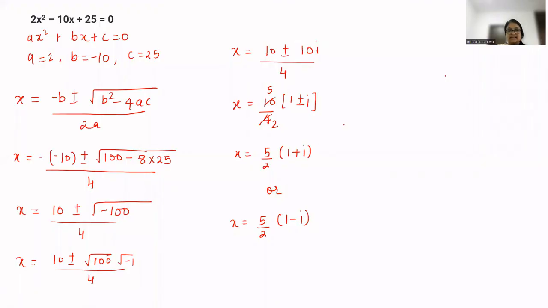So see the discriminant, that is the root term, that is D, is negative. So when D is negative, we have imaginary and unequal roots.